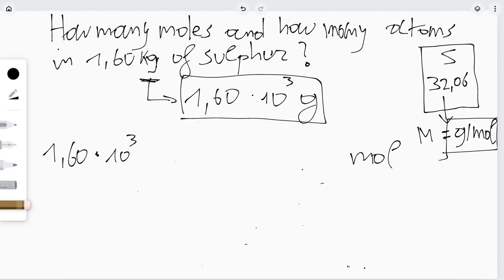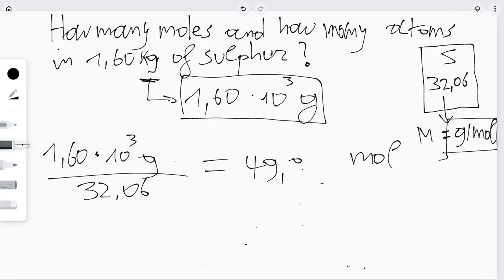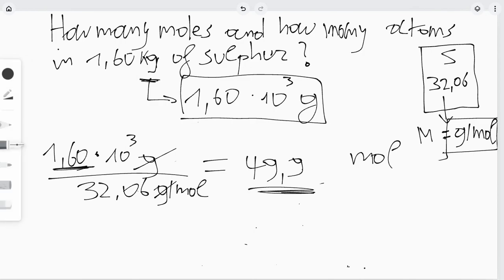So when I have this 1.60 times 10 to the third grams, if I divide it by the molar mass, which is 32.06, I end up with 49.9 moles. And this is in gram per mole. These grams cancel. Mole is what is left. And it has 3 significant digits here, because this has 3 significant digits. So that's one part of the assignment without a formula.